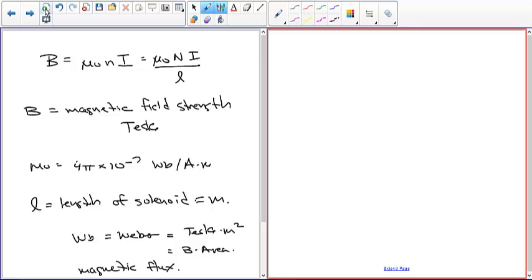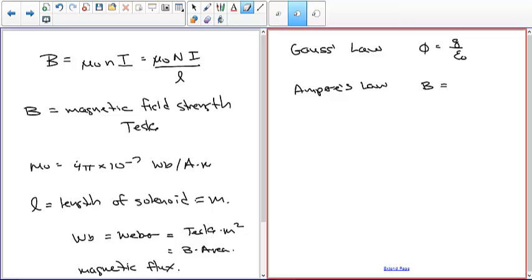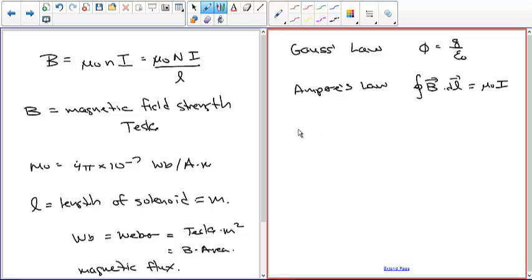Now, we also talked about three laws, which were Gauss's law, which we said was that the electric flux was equal to the charge divided by epsilon 0, and Ampere's law, which said that if you integrate around, and this is a line integral, not an area integral, so you integrate around the line of the dot product of the magnetic field and the distance vector around that loop, that's equal to mu 0 times I. Okay, that was Ampere's law. Okay, so here's another guy, Faraday's law.